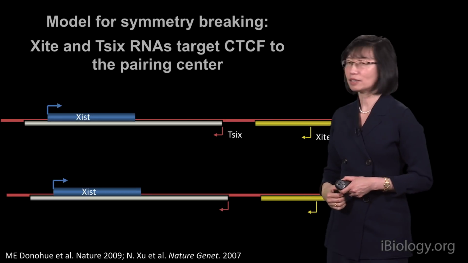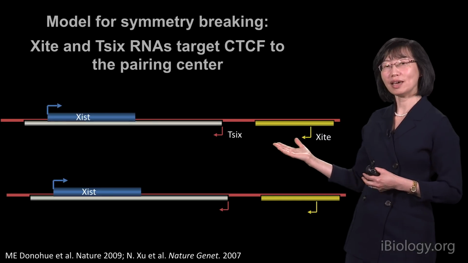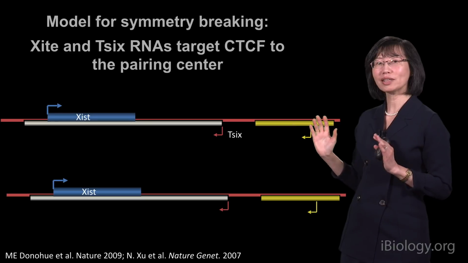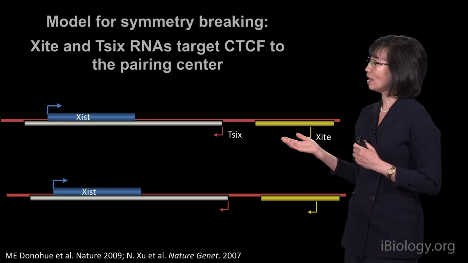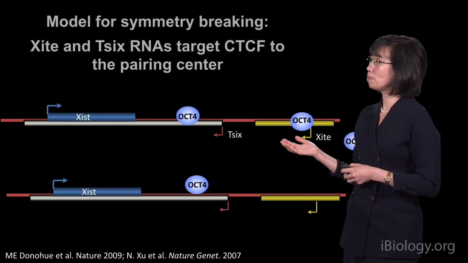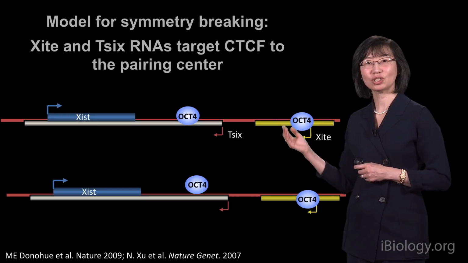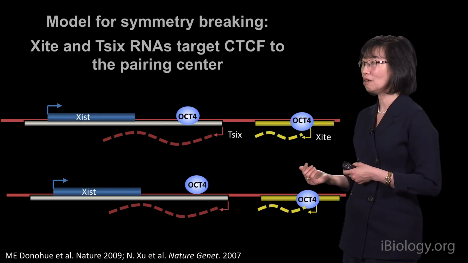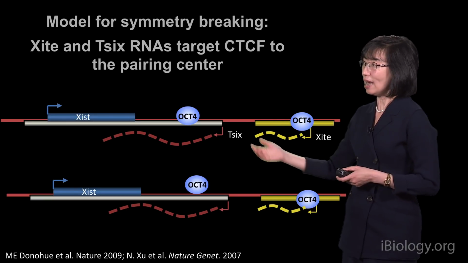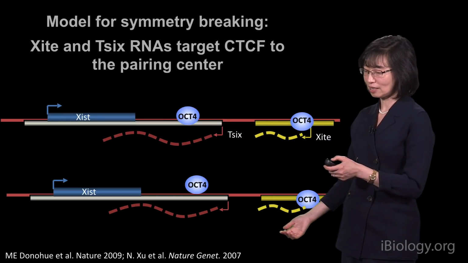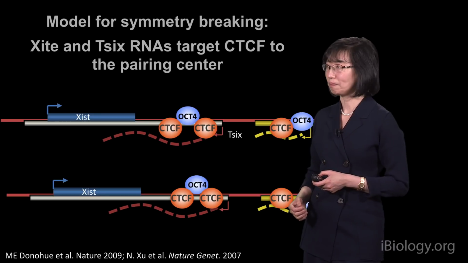Before concluding this lecture, I would like to demonstrate what we think is taking place during that process of allelic choice. Prior to the onset of X inactivation, this pluripotency factor OCT4 binds to both Tsix and Xite and transactivates the expression of Tsix and Xite. I didn't mention that in my lecture, but this is the case. And then the expression of Tsix and Xite recruits CTCF to this pairing region.